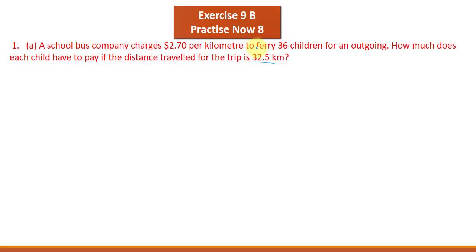To ferry means to carry 36 children for an outing. So for 36 children, the bus company is charging $2.70 per kilometer. So for one child, that will be 2.70 divided by 36. So let's start our solution.